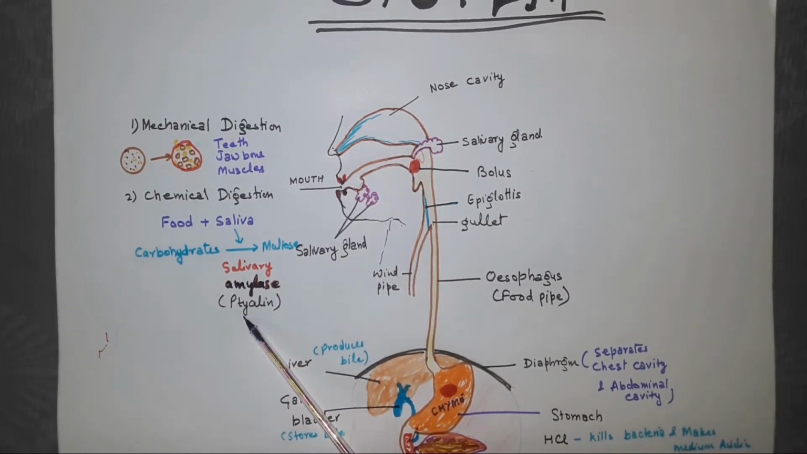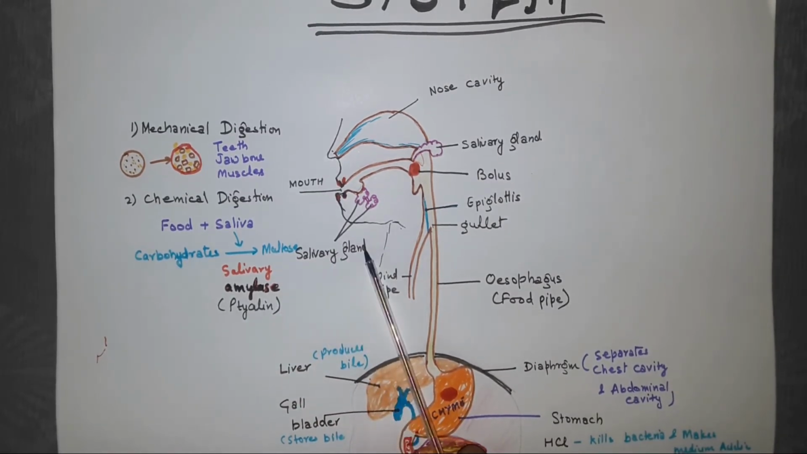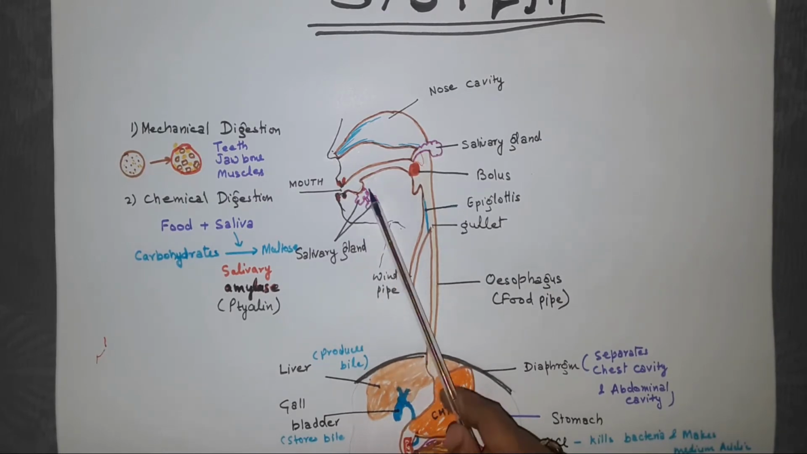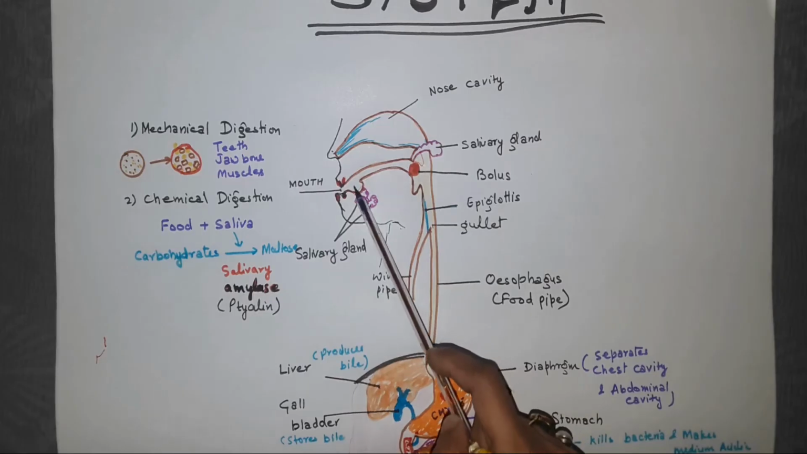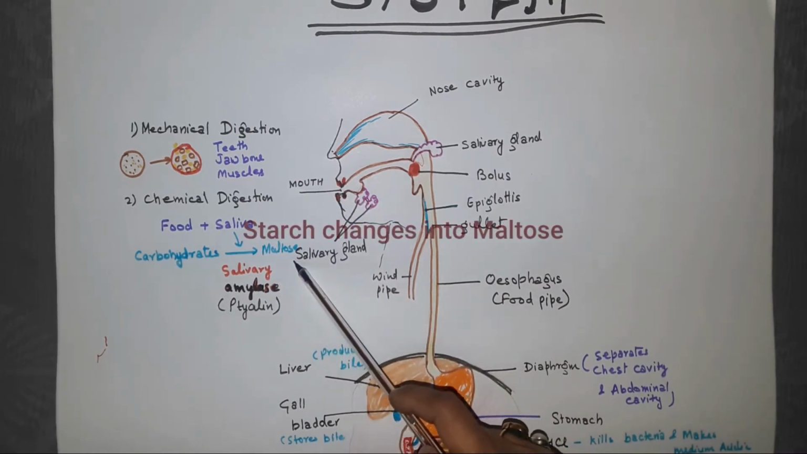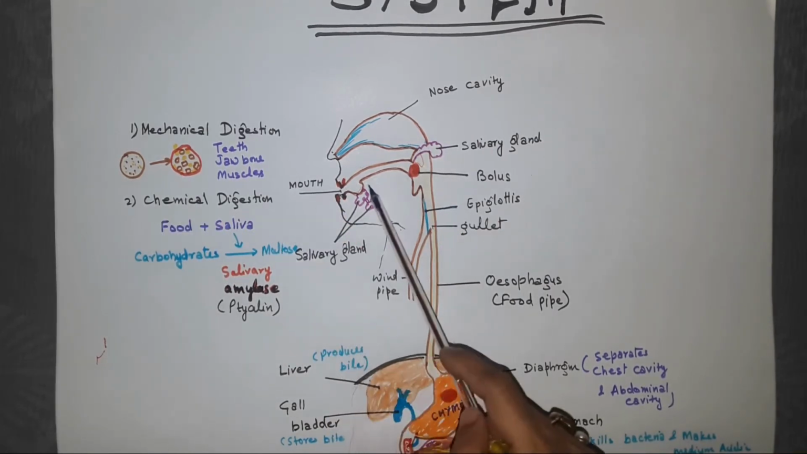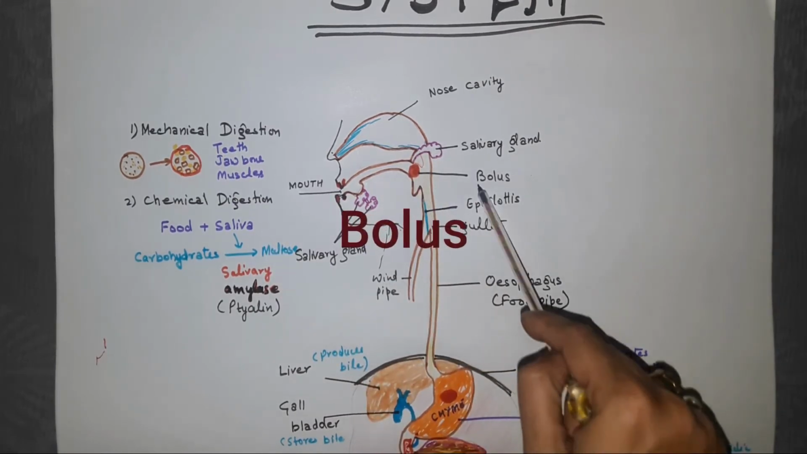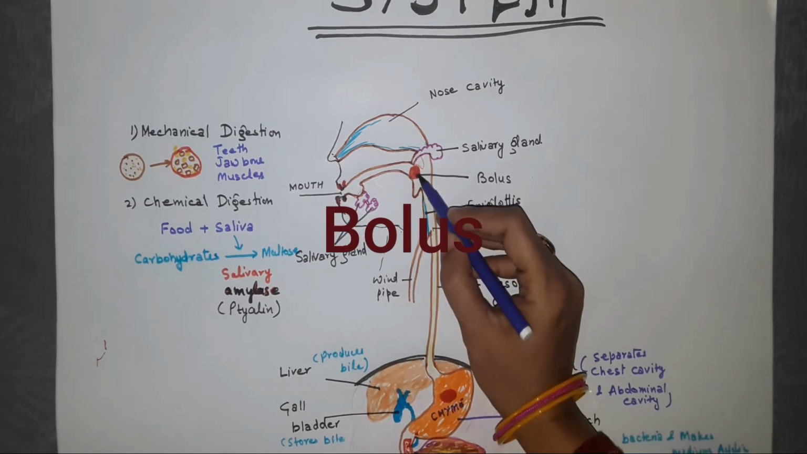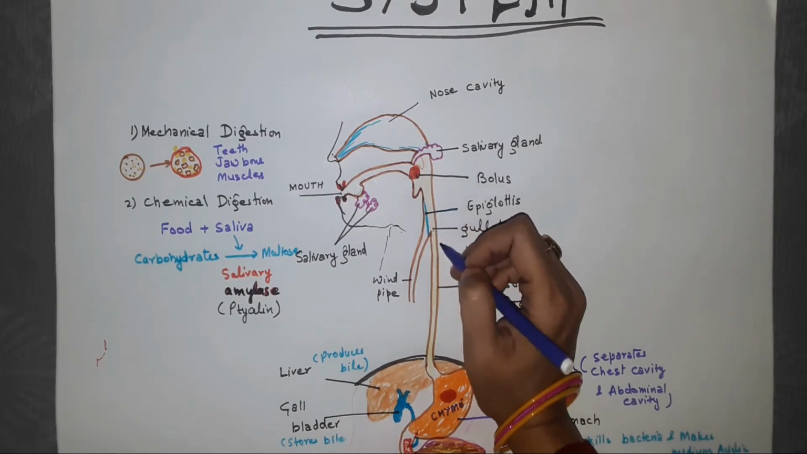Salivary amylase, or ptyalin, is the enzyme present in the saliva, which comes out through the salivary glands. The salivary glands are present in your cheeks and also behind the tongue, and they keep on secreting salivary amylase, and the carbohydrates are changed into maltose. Maltose is a simple sugar. Now when the food is mixed with the saliva, it is known as the bolus. Then you start swallowing it; the swallowing process starts from here.